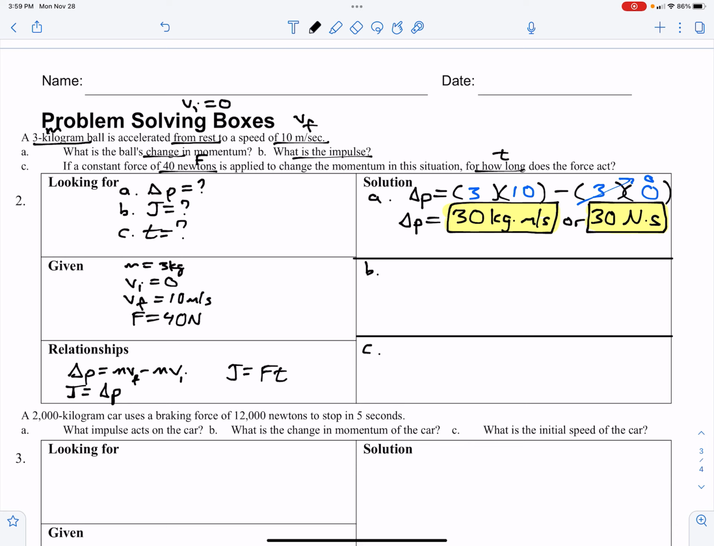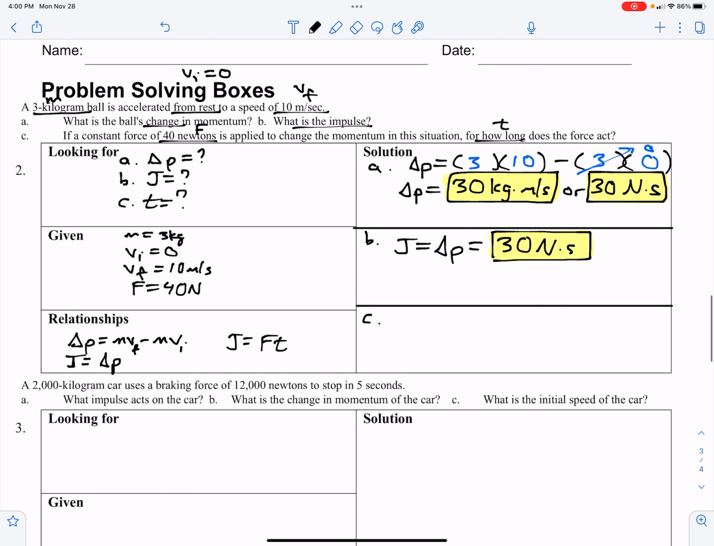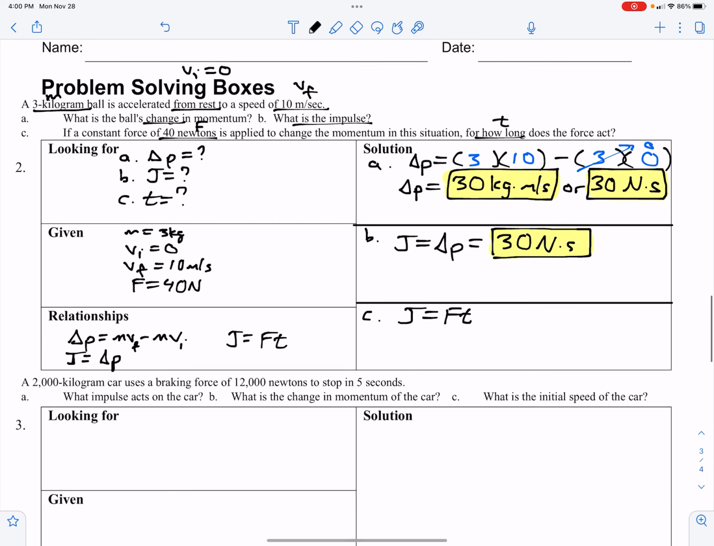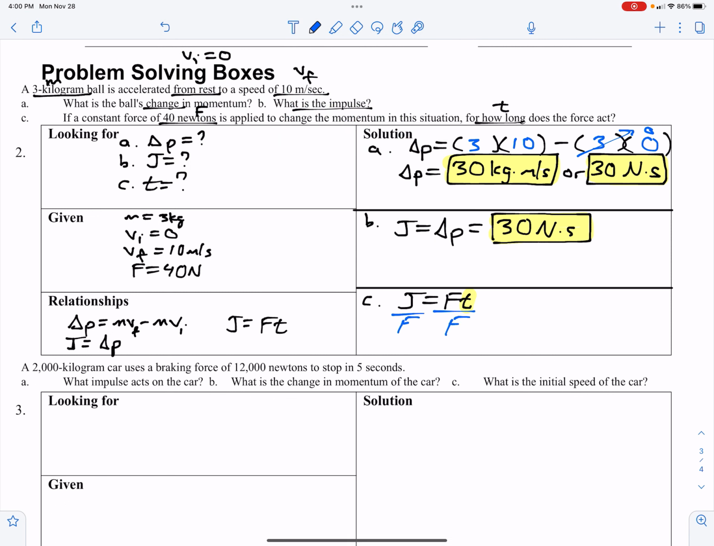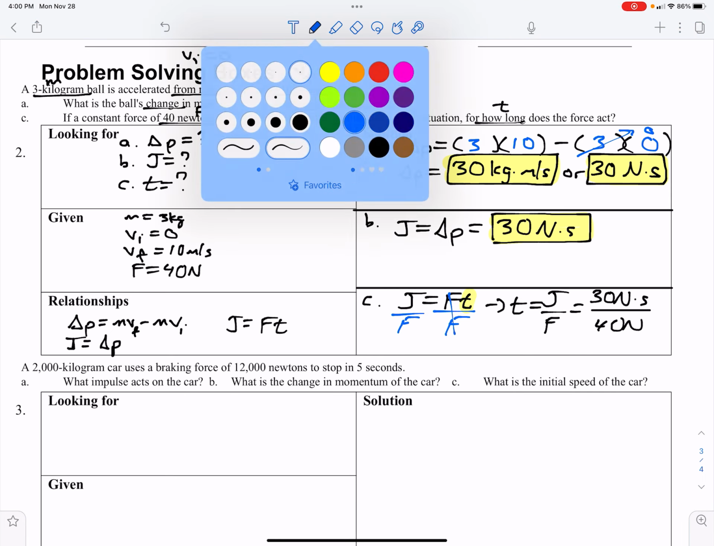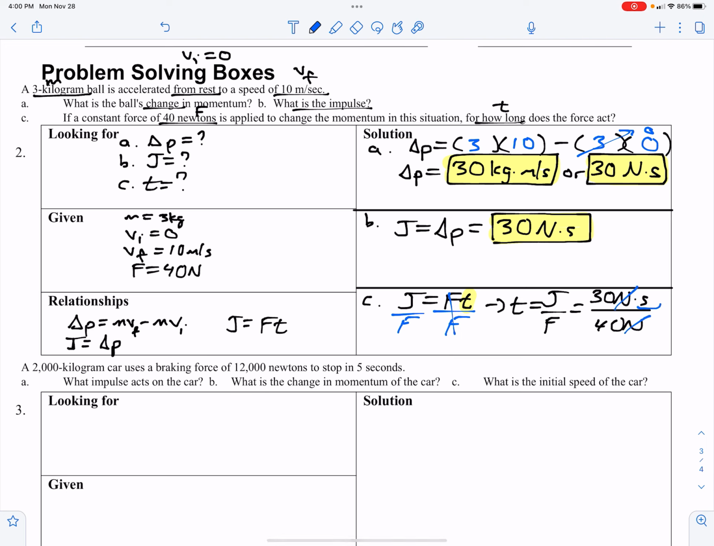Now, part B, you might recall that an impulse is a change in momentum. And since we found a change in momentum of 30, the impulse is also 30. I'm just going to write it as Newton seconds for now. Which means for part C, now we're taking that impulse and setting it equal to force times time. Now we're looking for how long. So to solve for time, we have to get rid of the force. We're going to go impulse divided by force, which would be 30 Newton seconds over the force of 40 newtons. And you guys can see, hopefully, that this unit of newtons cancels with that unit of newtons, giving you the appropriate unit of time, which is seconds. So the time is going to be 30 divided by 40, which would be 0.75 seconds.